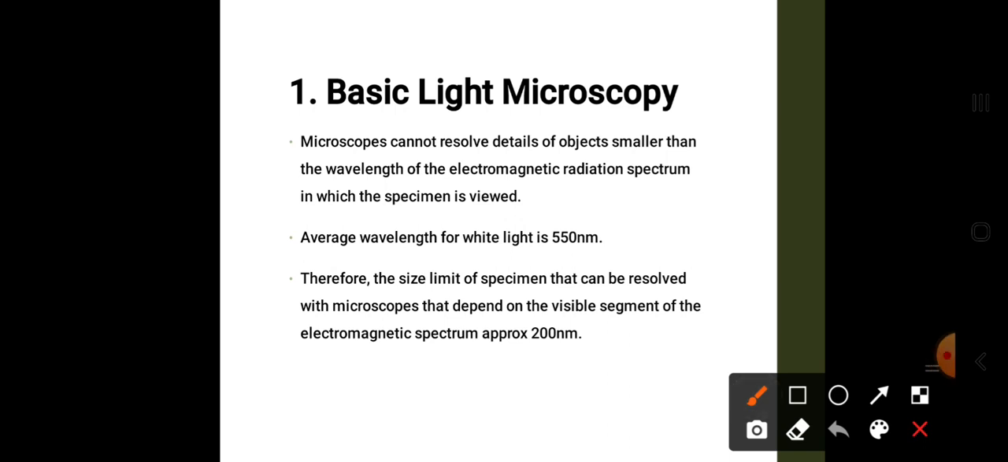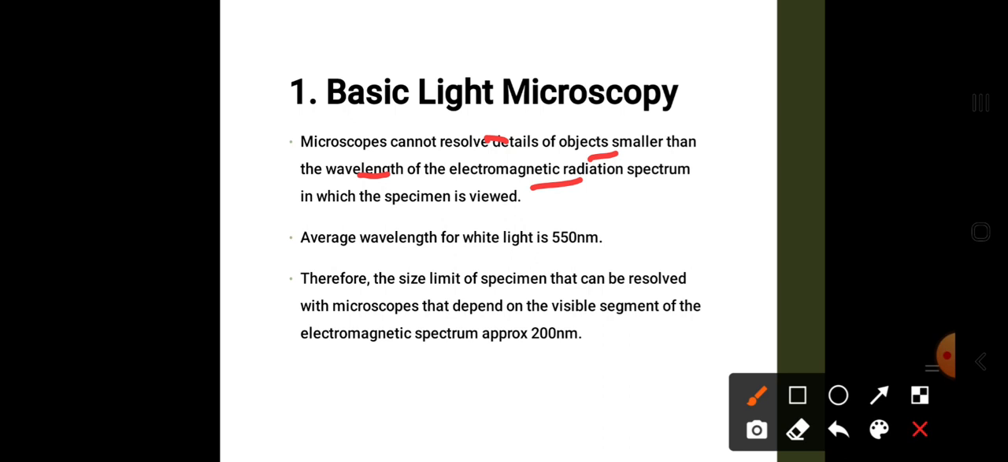On which principle does this light microscopy work? The microscope cannot resolve the details of an object smaller than the wavelength of the electromagnetic radiation. The specific microscopes have been designed according to their wavelength. According to the specific wavelength, those microscopes can magnify the specimen. Beyond that wavelength, the microscope cannot magnify the specimen or the image.